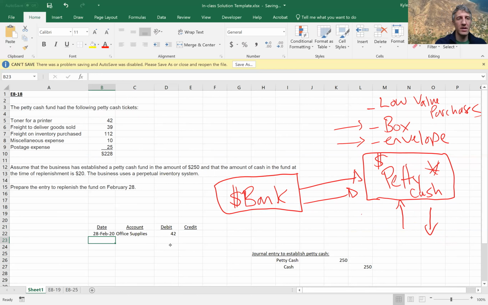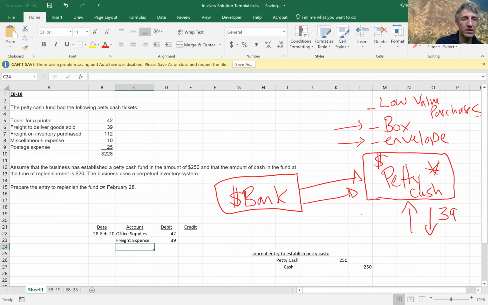Next, what happened? Freight to deliver goods sold. So that's going to be a freight expense in the amount of $39. So somebody made a sale, and they decided to pay freight expense out of petty cash. So $39 came out of petty cash, and what went into petty cash was just a receipt, a ticket describing why the petty cash fund decreased.